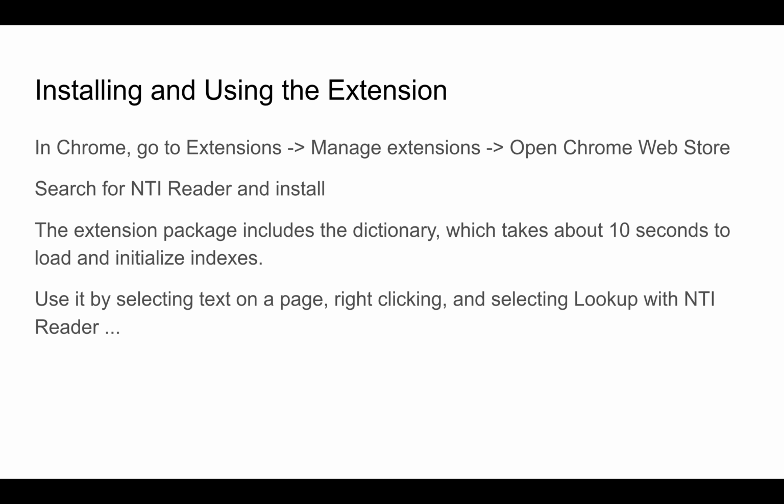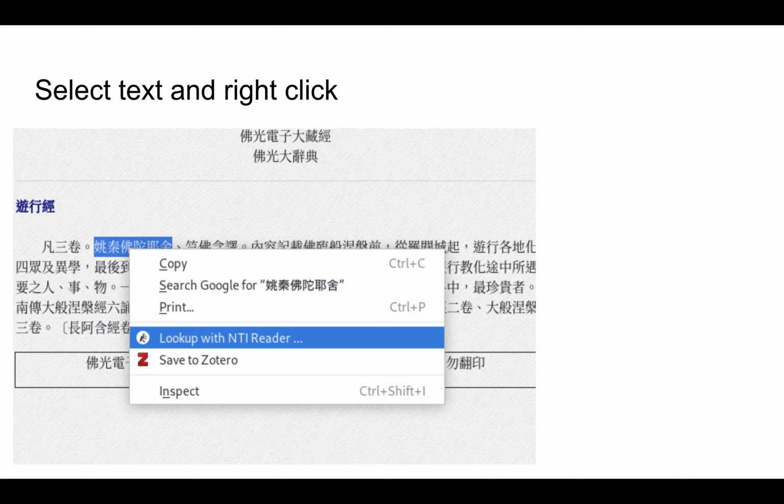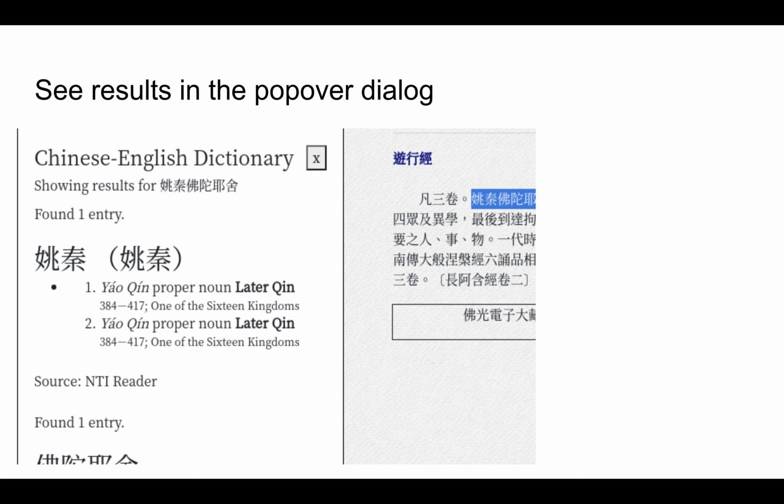Use it by selecting text on a page, right-clicking, selecting Lookup with the NTI Reader. Let's see a screenshot. Here it is. I've selected the text that's highlighted, right-clicked, and you can see the Lookup with NTI Reader added to the context menu. When I clicked on that, this pop-up occurred. Yao Qin, and a little bit of text there that is a bit chopped off. We can see how to avoid that problem and get more space a little bit later.